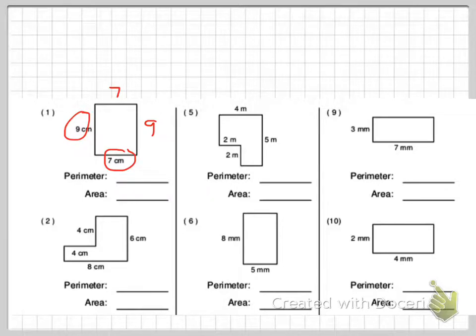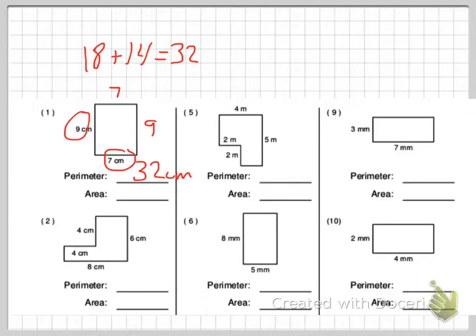9 plus 9 will give me 18. So I'm going to record 18 up here. 7 plus 7 will give me 14. I use my mental math strategies here. Go ahead and add 10. 18 plus 10 will give me 28. Plus 4 more, because I have 14, that's going to give me 32. So my perimeter is 32 centimeters.